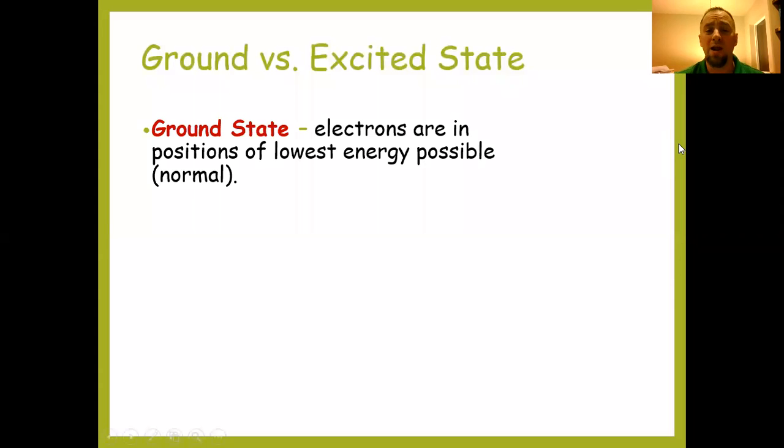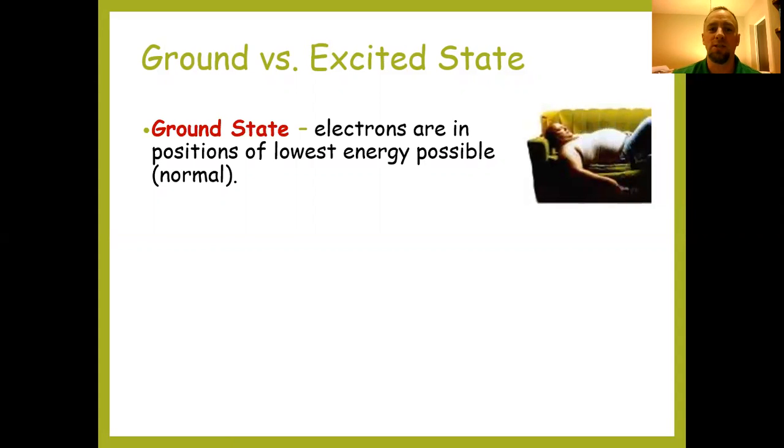So the ground state for an electron is an electron that has the least or lowest amount of energy as possible. And this is considered the normal state for that electron. They usually don't like to hang on to a lot of extra energy that they don't normally have. So the ground state is the lowest energy.